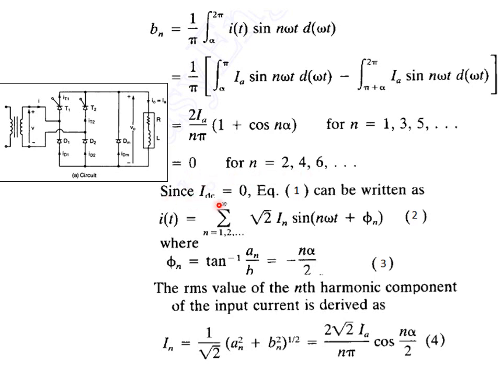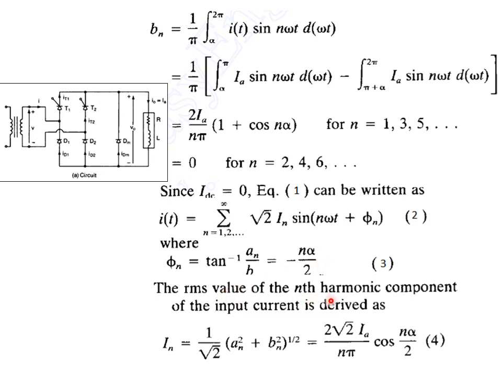Since IDC is 0, the equation 1 can be written as i(t) equals the summation of root 2 I_n sine(n omega t plus phi_n), where phi_n is the phase angle between this voltage and current. It is given as tan inverse of a_n upon b_n, and after substituting a_n by b_n, this is equal to minus n alpha by 2.